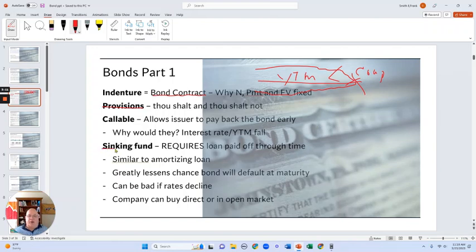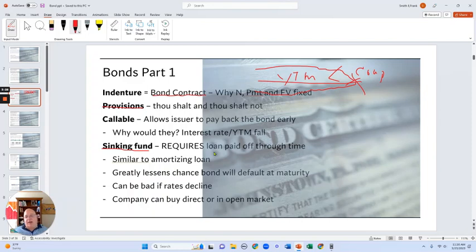There is also something called a sinking fund, and that's why I said not all bonds are amortizing. An amortizing loan is when you make a payment to the bank on a car loan or house loan or whatever, and part of it is interest and part of it is principal every single month.